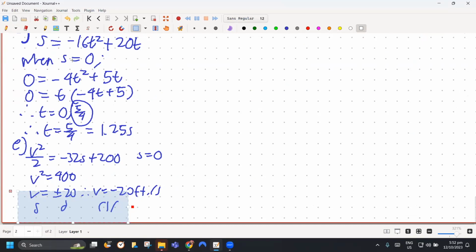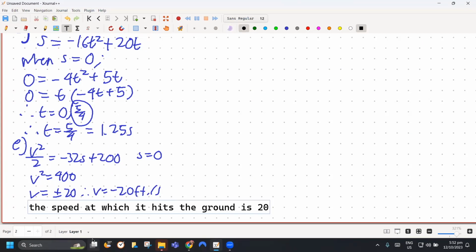Actually, kaya kailangan sa habit na yung final answers mo sinusulat mo in sentences. Kung bakit siya useful, kasi mapipilitan kang basahin yung problem statement para maisulat sa sentence. Okay, so 20 feet per second.